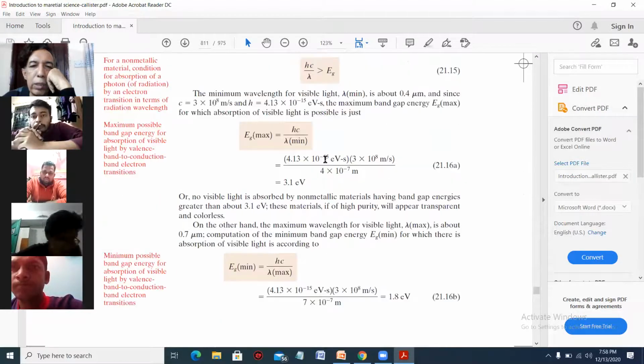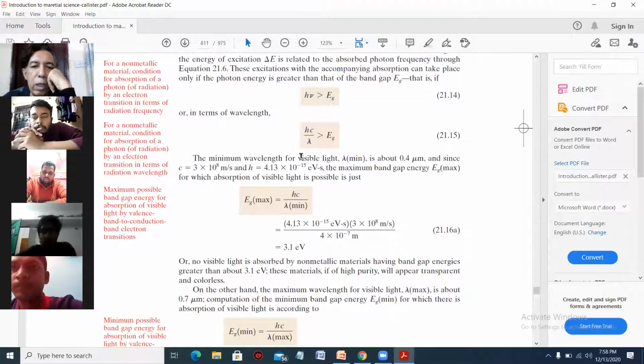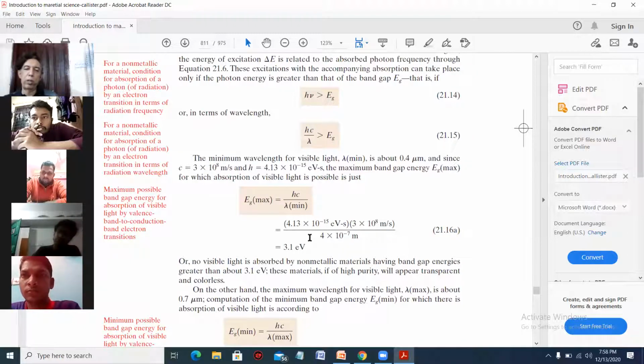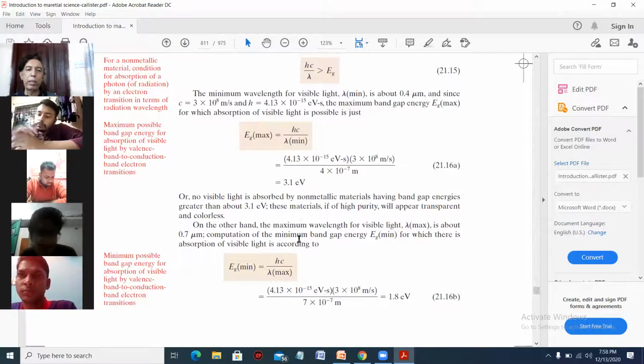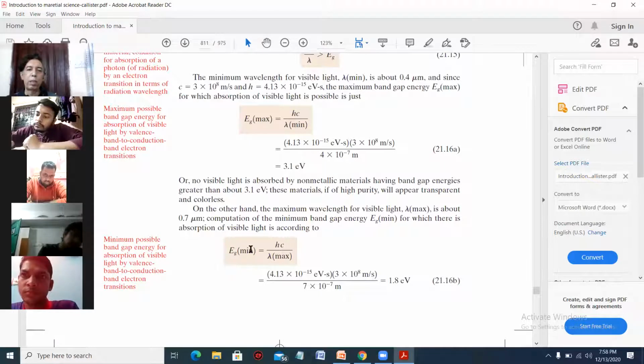Now, here you can see the minimum wavelength of visible light is 0.4 micrometer. That means 400 nanometer, 0.4 micrometer. And since c is this, h is this, the maximum band gap is 3.1 electron volt, not 3.8, 3.1 electron volt. And the minimum is 1.8 electron volt, which is for 700.